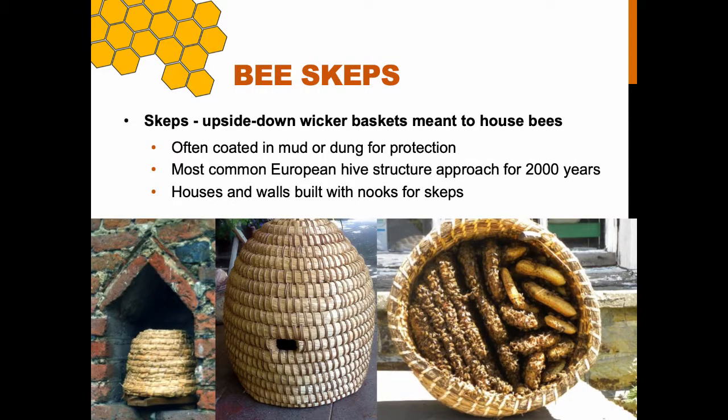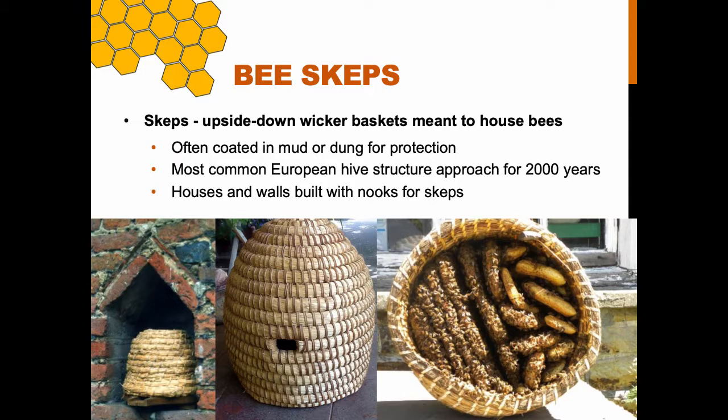But let's jump into some more modern beekeeping. In Europe, bees were primarily kept in structures that we called skeps. And this is sort of the traditional beehive that you've seen, right? Everybody's seen this sort of beehive depicted in pictures, in Winnie the Pooh and things like that. Basically, what a skep is, it's a wicker basket that's turned upside down with a hole in it for the bees to come in and out of.